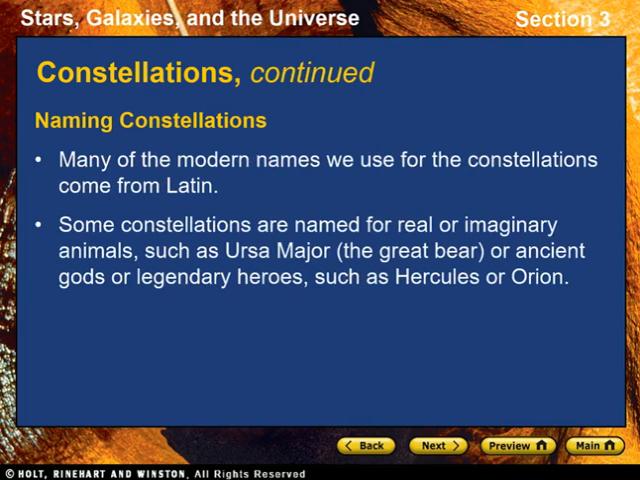Naming constellations. Many of the modern names we use for the constellations come from Latin. Some constellations are named for real or imaginary animals, such as Ursa Major, which means the Great Bear, or Draco, which means the Dragon. Other constellations are named for ancient gods or legendary heroes, such as Hercules and Orion. In some cases, smaller parts of constellations are well known and have their own names. The Big Dipper, for example, is part of the constellation Ursa Major.